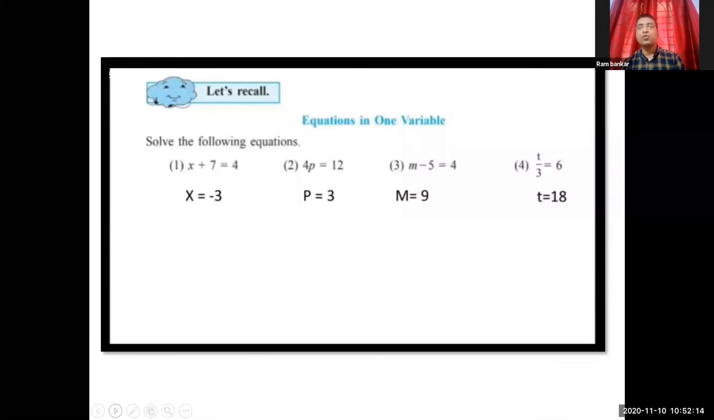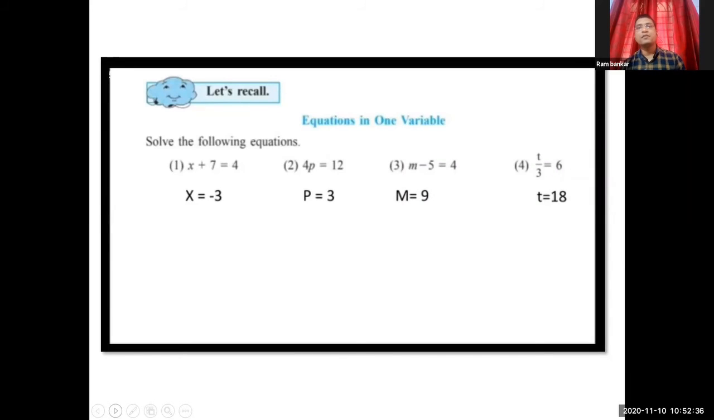Okay. So if the number is transposed from one side to another side, the sign changes. If plus on the left hand side, then if you take this number on the right hand side, the sign changes. Okay.